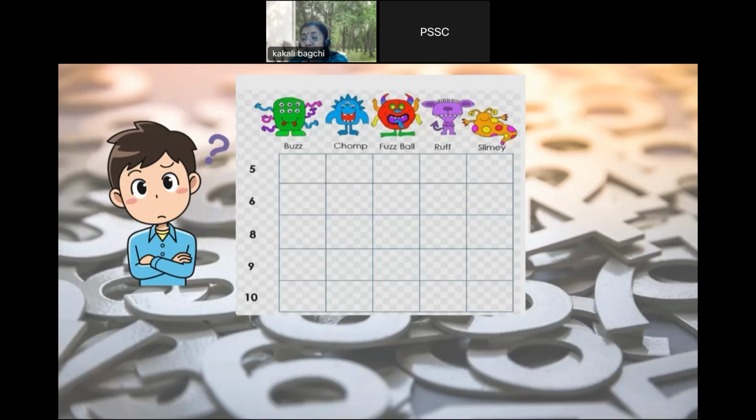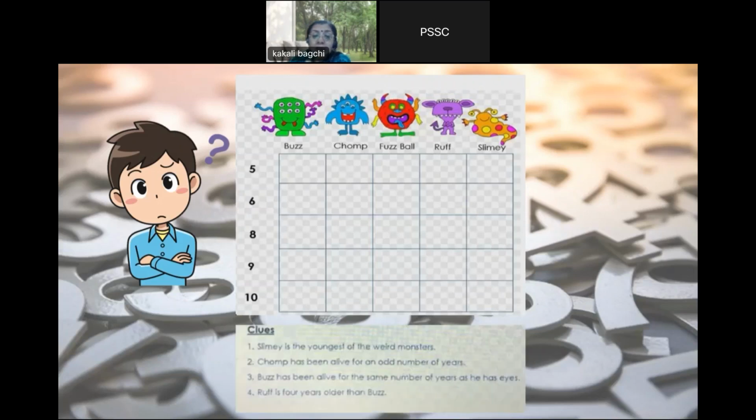Again, the monsters. Can you ask the students? Smiley is the youngest among the monsters. What is the age of Smiley? 5. Champ has been alive for an odd number of years. What is the age of Champ? Champ has been alive for, yes, 9.